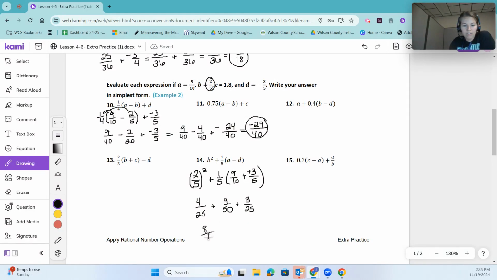My common denominator here is going to be 50. So I have 8/50 because 25 times 2 is 50, so 4 times 2 is 8. Then 9/50 stays the same. I do the same thing here, multiplying by 2 to get 50. All right, 8 plus 9 is 17, plus 6 is 23/50. And that's your solution. You have several more that you can try on your own there. Remember, distributive property, you're multiplying to everything inside the parentheses.